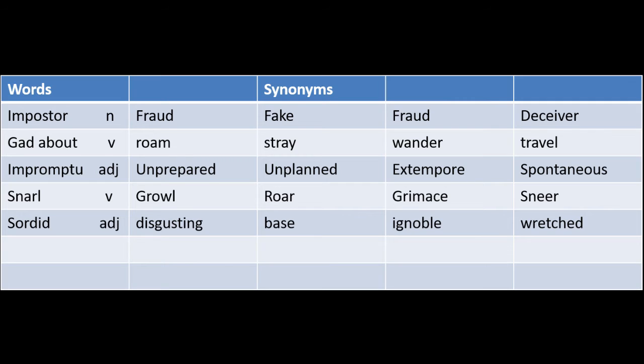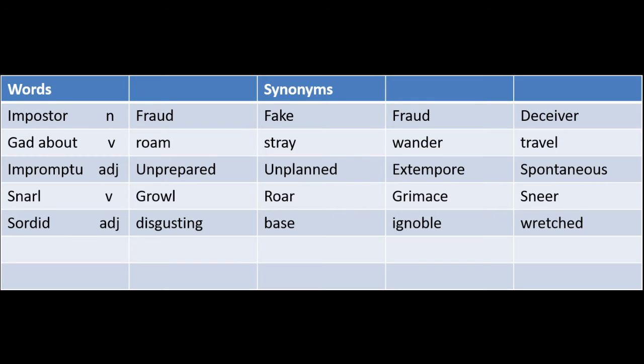Well, gentlemen, this slide carries the rest of the important words used in the play. The first one is a very, very important word, imposter. Imposter is a noun. Its equivalent words are fraud, fake, deceiver or cheat. Imposter kehte hai behrupiye ko. Gadabout is a verb. Urdu mein iske maani hote hain awara gardi karna, ghoomna phirna bila maksad idhar udhar. Its equivalent words are roam, stray, wander, travel, range.